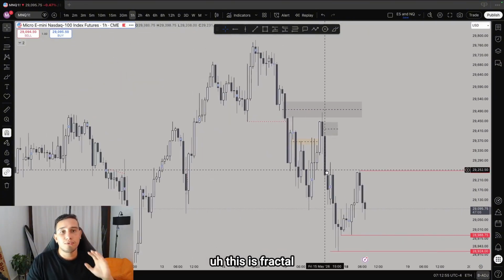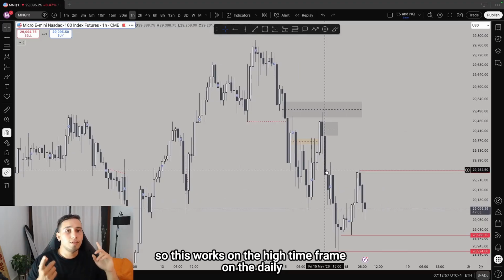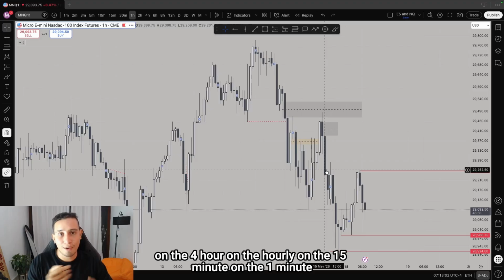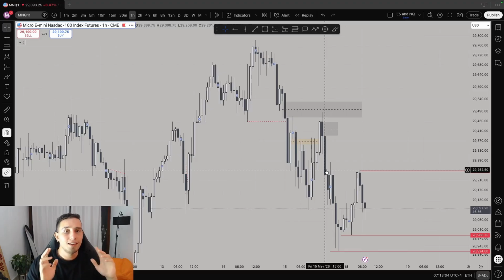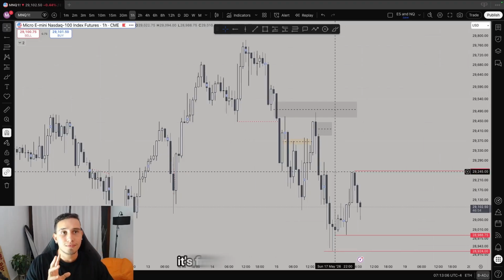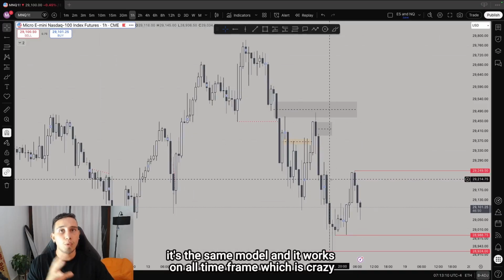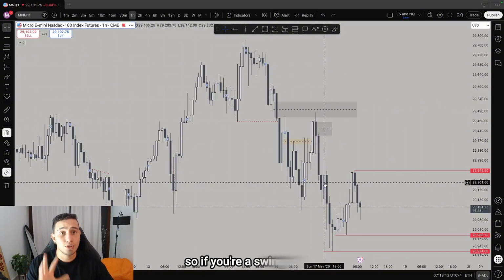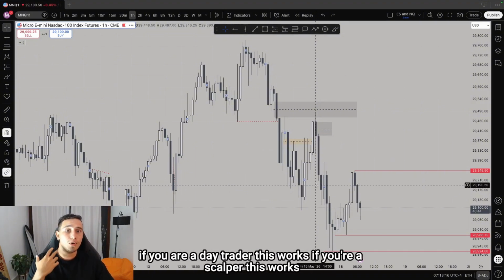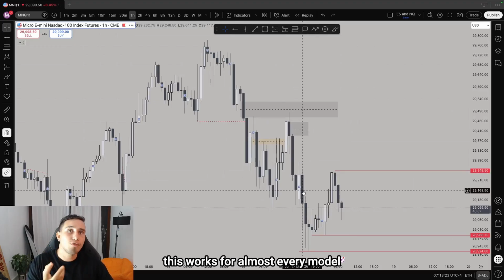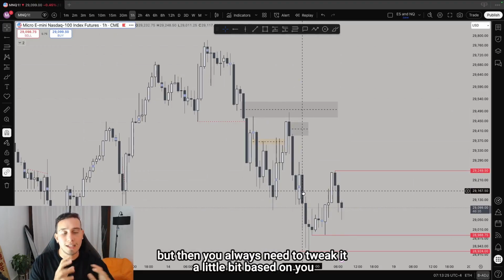This is fractal. So this works on the high time frame, on the daily, on the weekly, on the 4 hour, on the hourly, on the 15 minute, on the 1 minute, however you want. It's fractal. It's the same logic, it's the same model, and it works on all time frames, which is crazy. So if you're a swing trader, if you want to hold for weeks, this works. If you are a day trader, this works. If you're a scalper, this works.